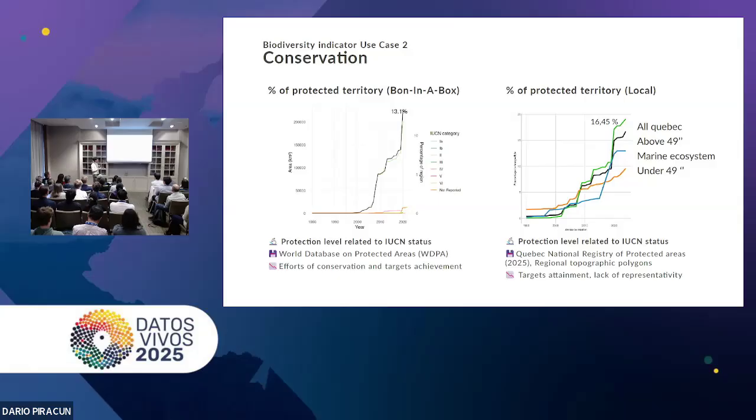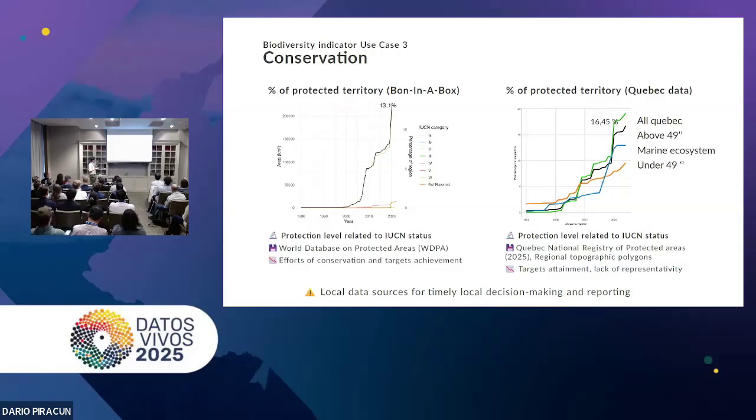And also by using regional topographic polygons, we were able to answer important decision-making questions for tracking in Quebec, such as the representativity of those protected areas. So for example, what is protected above the 49th parallel or under, and what is conserved, for example, as a marine ecosystem. So basically, local data sources are important for timely local decision-making and reporting, whereas global data sources and indicators are really relevant for international comparisons, and both are important.